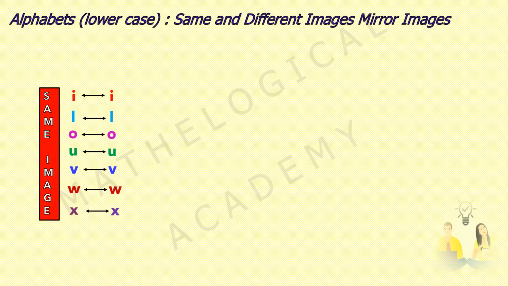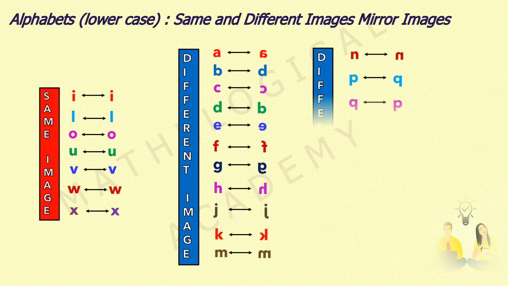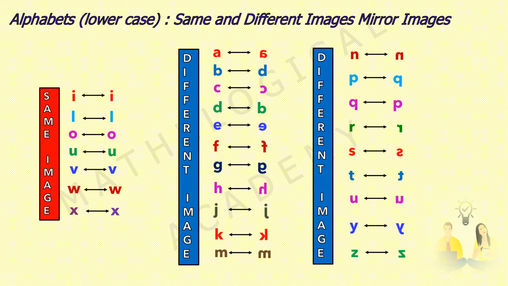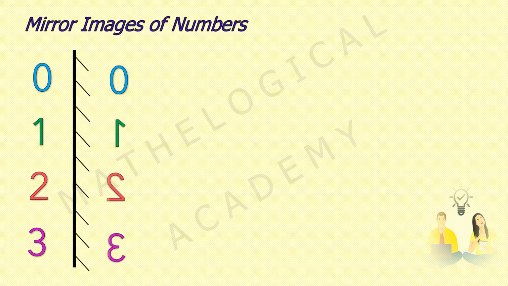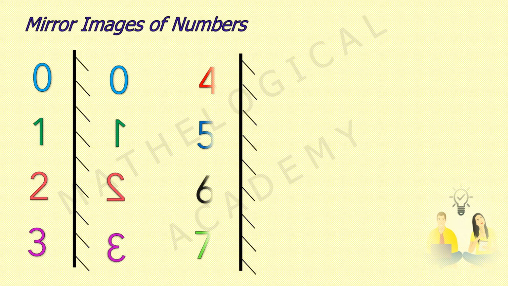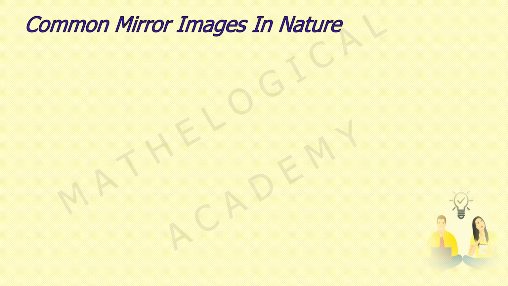Small letters with the same mirror image. Small letters with different mirror images. Again, the letters with different mirror images will be asymmetrical along the y-axis or the vertical axis. Mirror images of numbers. Some common mirror images we see in nature.